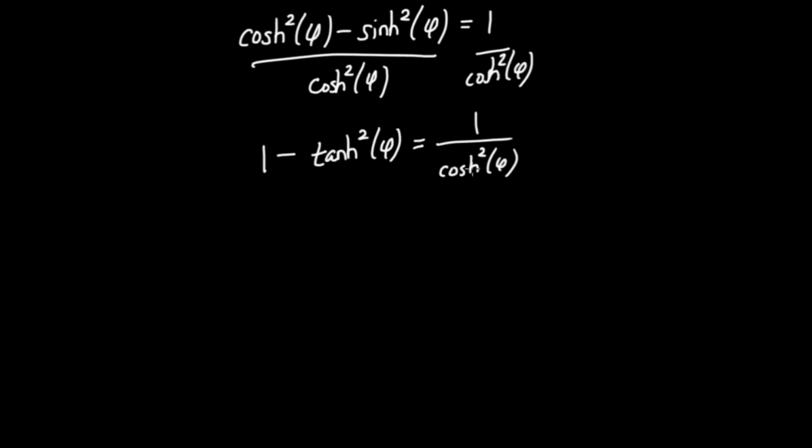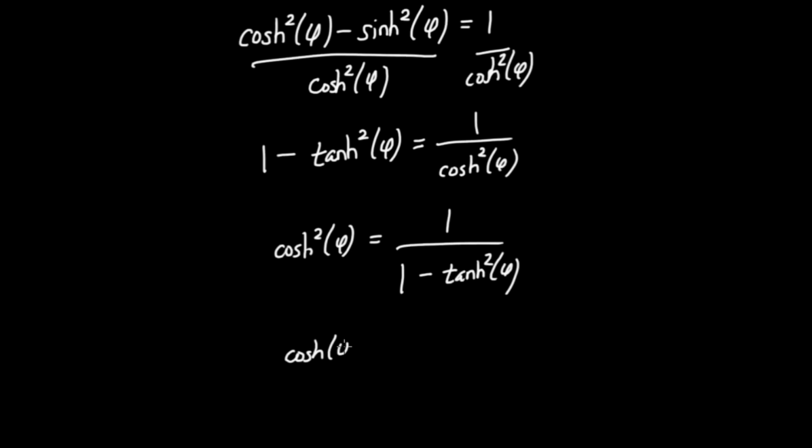And next I'm going to invert both sides. I'm going to take the reciprocal to solve for cosh squared of phi. So what I could say is that cosh squared of phi is equal to 1 over 1 minus tangent squared of phi. And finally, I'm going to take the square root of both sides just to solve for cosh of phi. And what I get is 1 over the square root of 1 minus tangent squared of phi.